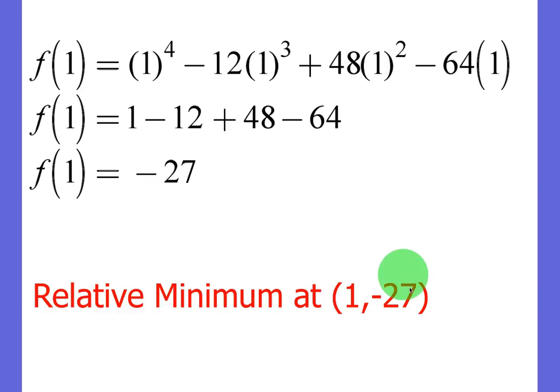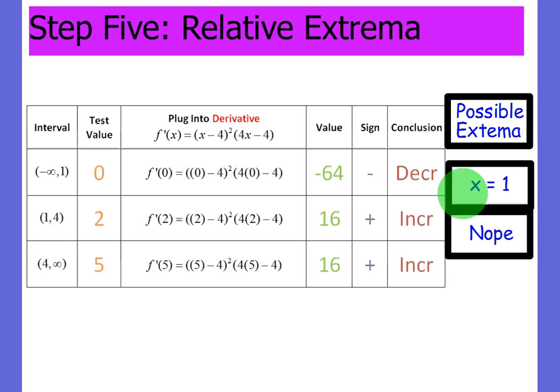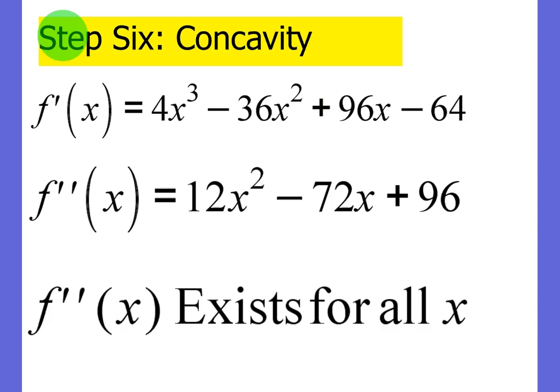Okay, what's next for our next step? Well, after step 5 of finding relative extrema, step 6 is going to be to determine concavity, which means finding the second derivative. For this one, we can just use our original derivative of the original function without the factored form. So we're going to take the derivative of that again and get 12x squared minus 72x plus 96.